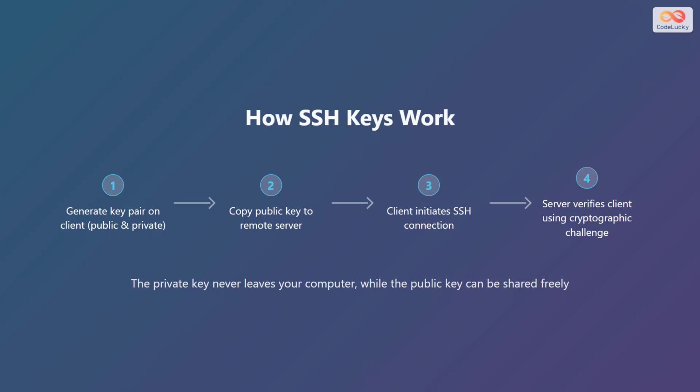Here is how SSH keys work. First, you generate a key pair on your client machine, which includes a public key and a private key. Next, you copy the public key to the remote server where you want to authenticate. When the client initiates an SSH connection, the server verifies the client's identity using a cryptographic challenge. The private key is used to respond to this challenge. It's important to remember that the private key never leaves your computer, while the public key can be shared freely.